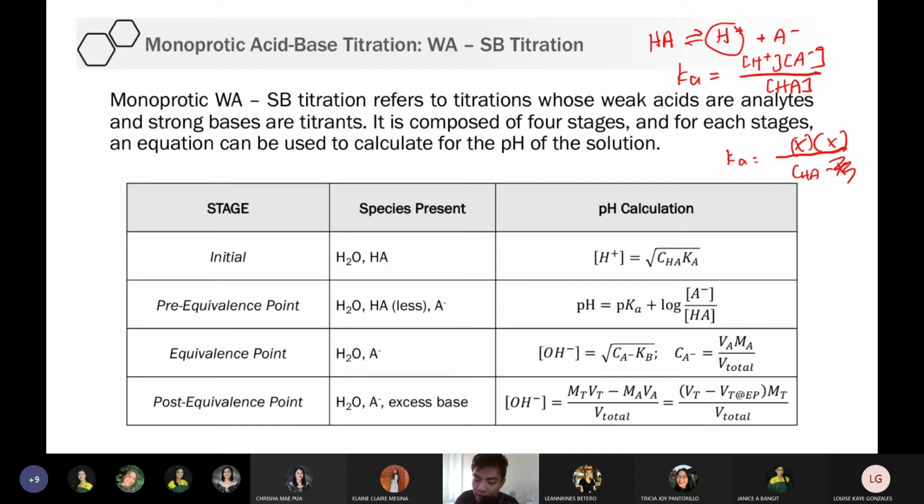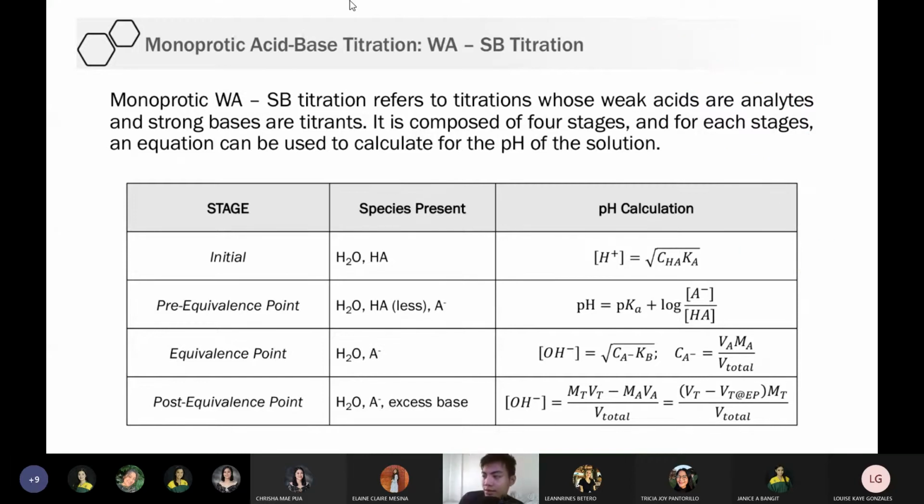So that means the equation can be written as Ka equals x squared divided by Ca. Solving for the value of x will give us the square root of Ka times Ca. Naalala? Ayun. Yan yung reason bakit yan yung equation natin, because we are solving for the concentration of H plus. And that is given by the square root of Ka times Ca. We already know that because we discussed the ICE table last time. Okay? So, hopefully clear bakit ganyan na equation dyan.